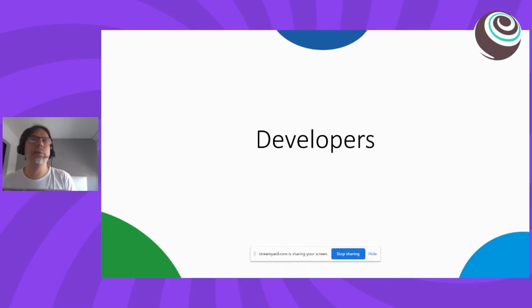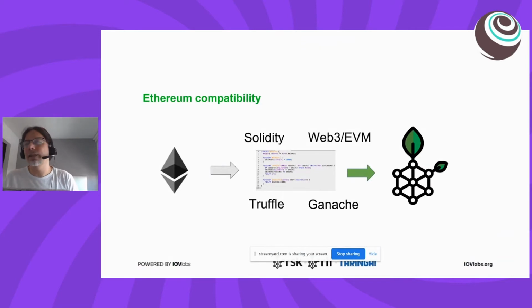Okay, so what about developers? What about you? The final objective of RSK is that programming RSK is as simple as porting your Ethereum application. And currently, mostly it is. You use the same tools. You have Solidity, you have Web3, the EVM, Truffle, Ganache, most of the Remix. So most of the tools that you already use, you will be able to easily use in RSK. So porting is generally very easy.